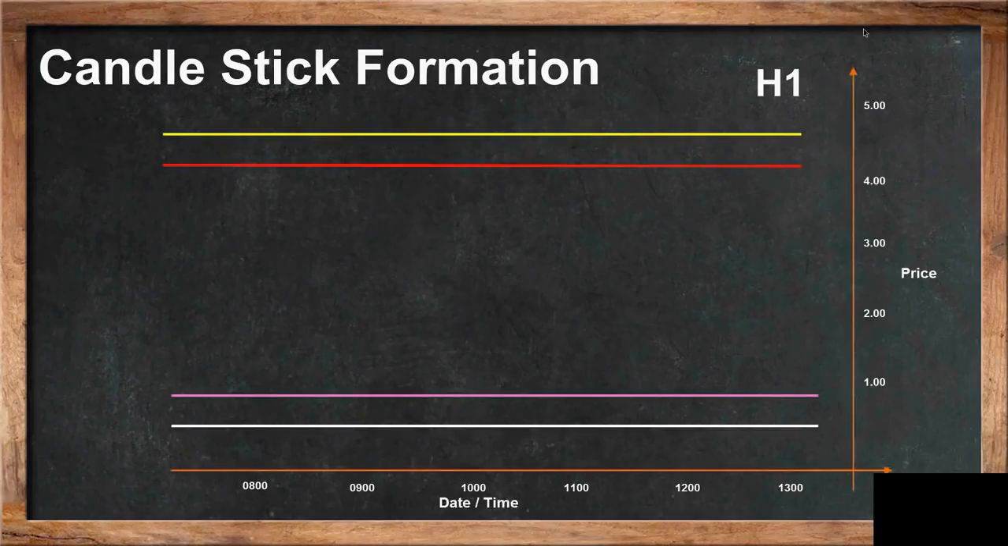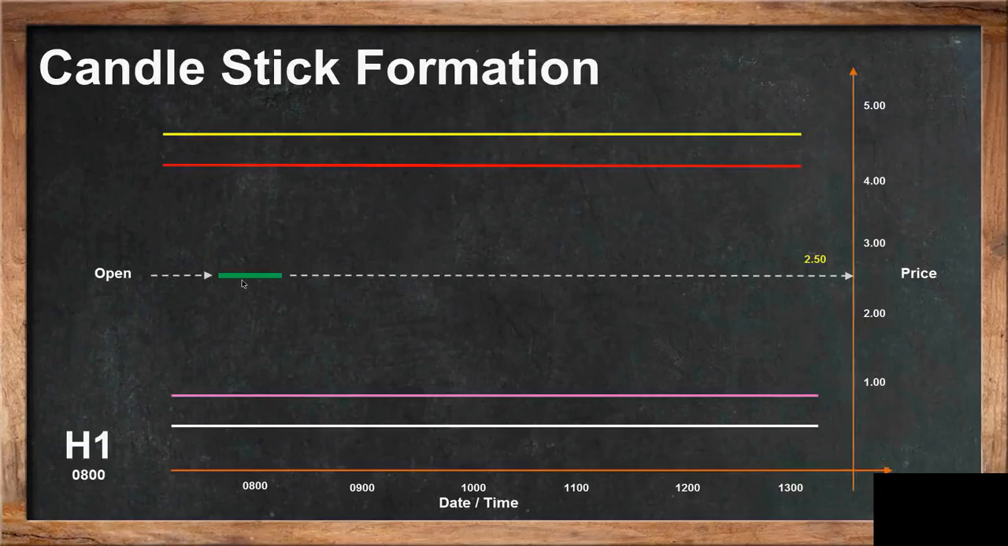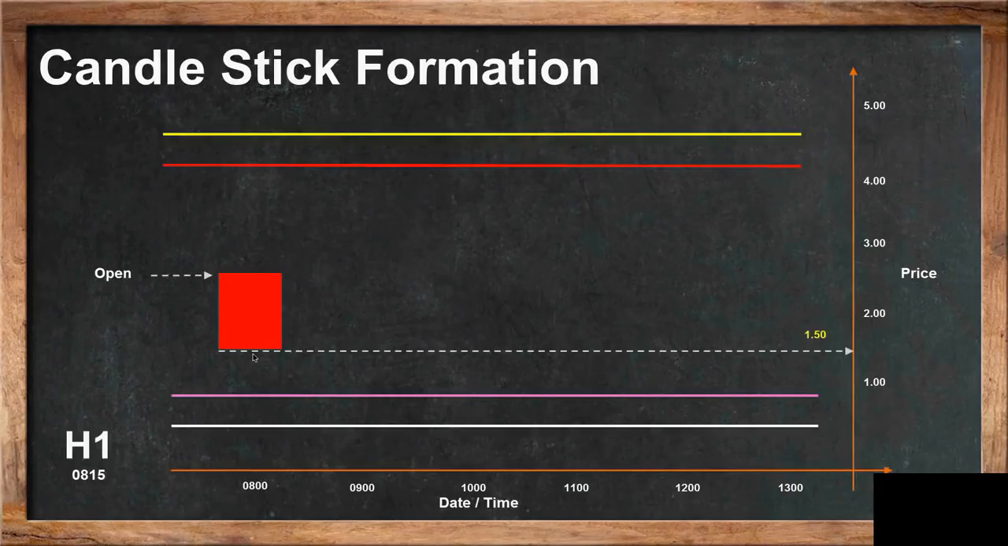Okay, so let's just say that we're looking at the H1 time frame, and we have the time and obviously the price on the right hand side. So let's just say that the price right now is, let's say, 8 in the morning, and the candle just opens at this particular price. Let's just say at $2.50. Okay, so after 15 minutes, the price went down, let's say to about $1.50.